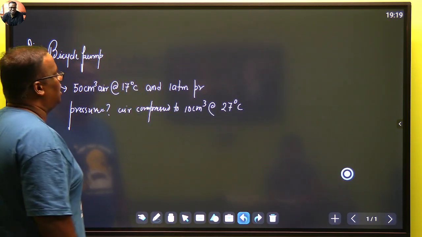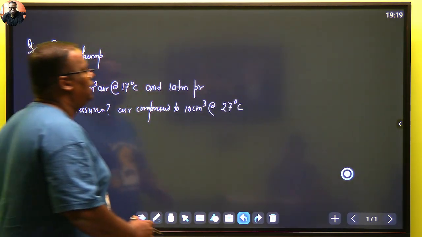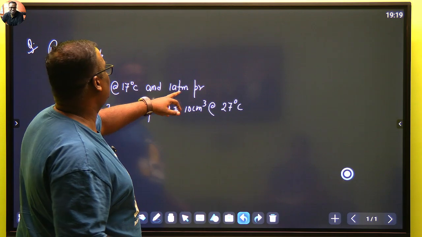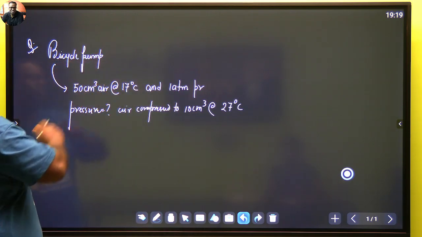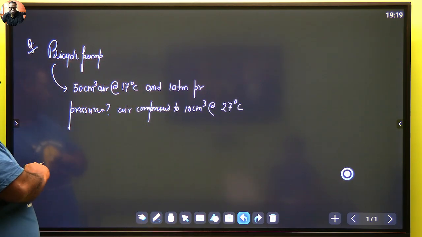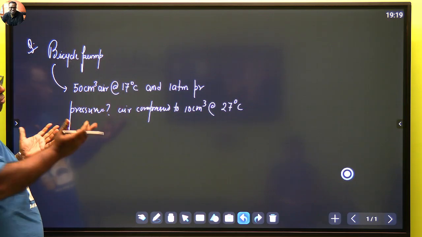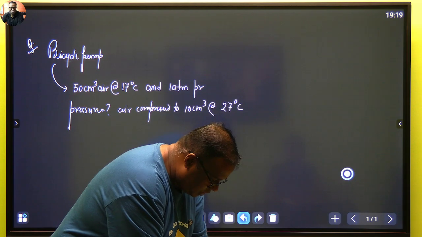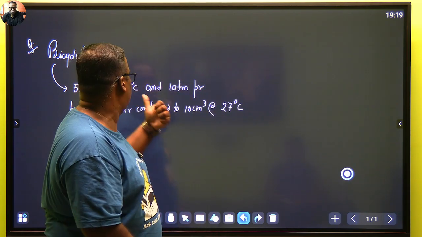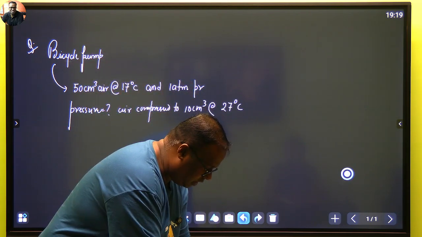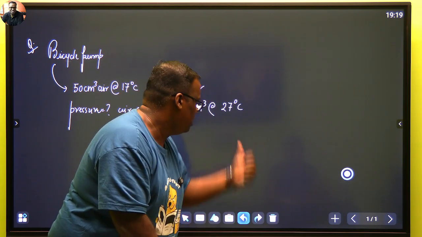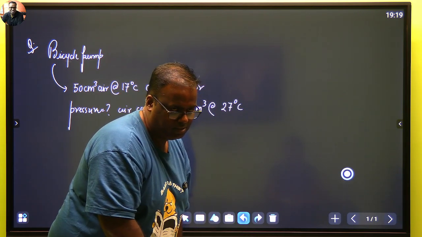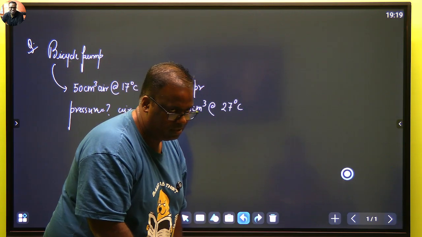So try and understand. I have a bicycle pump. The bicycle pump at 1 atmosphere pressure has 50 centimeter cube of air at a temperature of 17 degrees Celsius. Then you started compressing the air inside it, and you compressed it to some pressure which you don't know, you have to find out. The volume of the air after compression, ऐसे push मारने के बाद compress होके कितना हो गया, 10 centimeter cube. 50 got compressed to 10. 5 times you have compressed it, and the temperature has gone up to 27. How will you solve it?